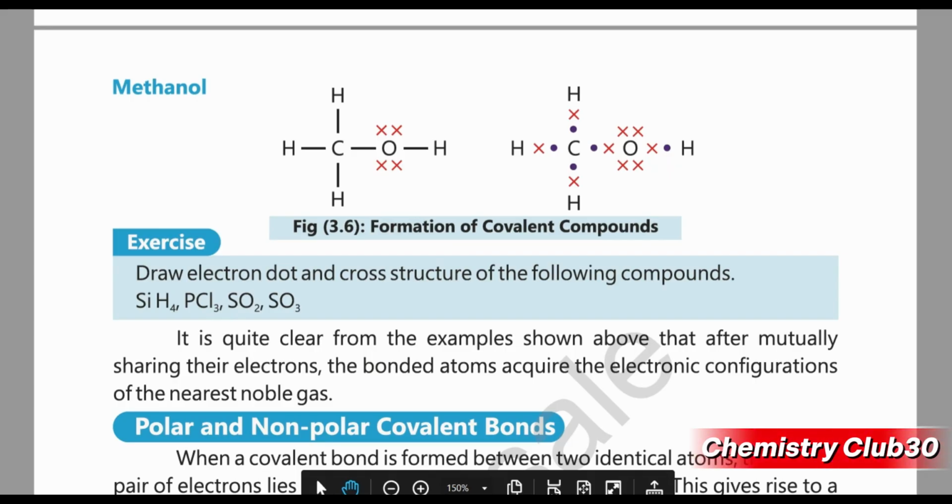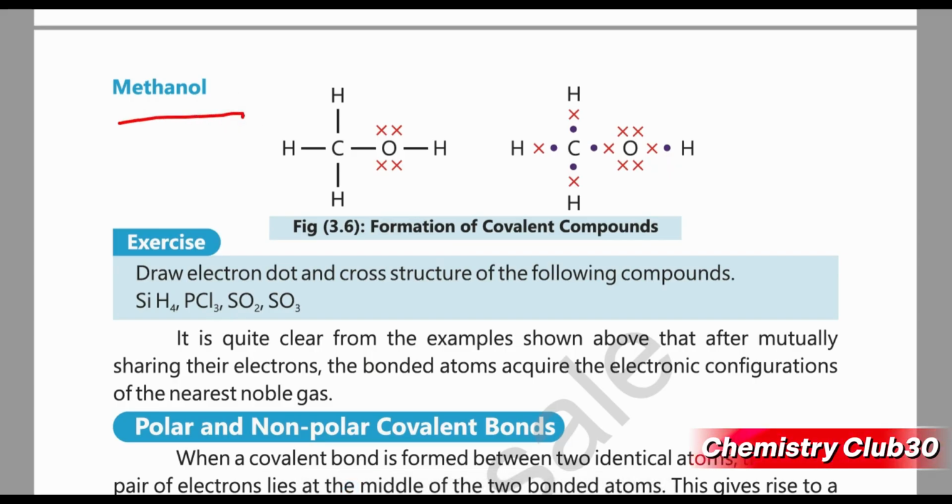Another example is methanol, which is also called methyl alcohol. Its molecular formula is CH3OH, in which carbon is forming three single covalent bonds with three hydrogen atoms, one single bond with oxygen, and there is one single bond between hydrogen and oxygen.